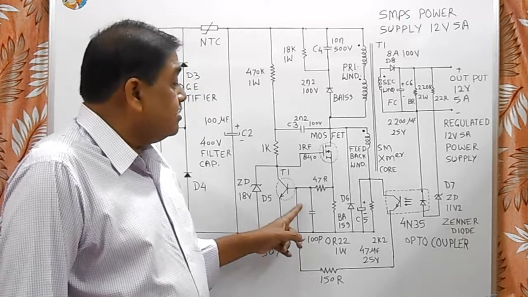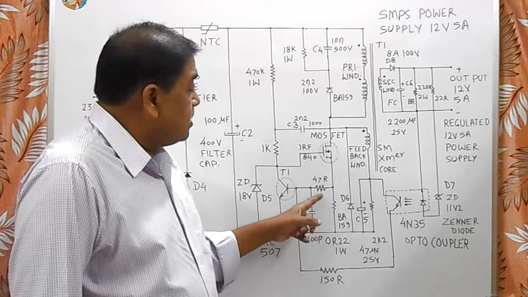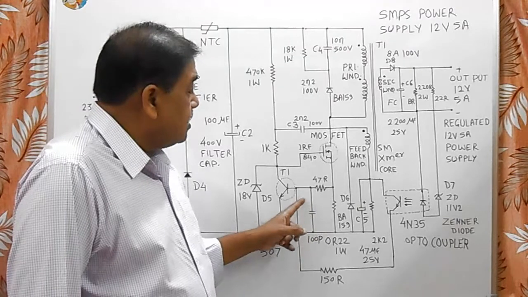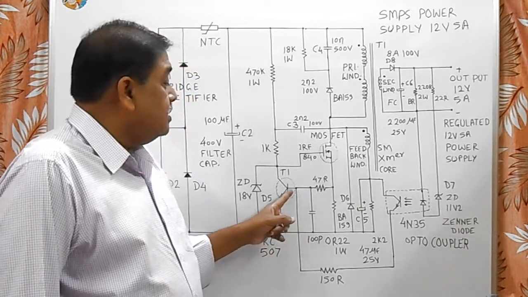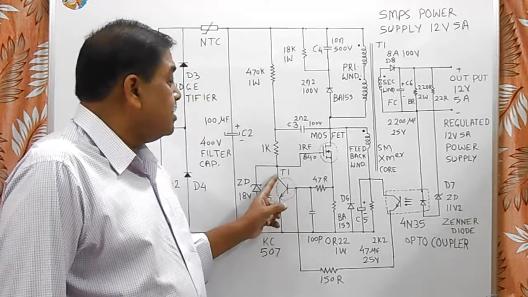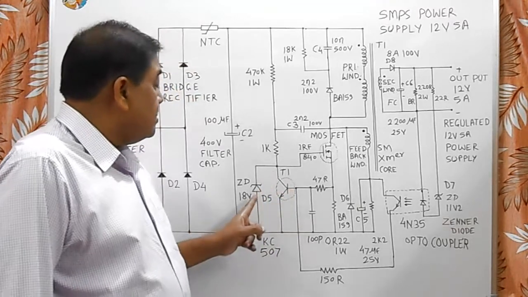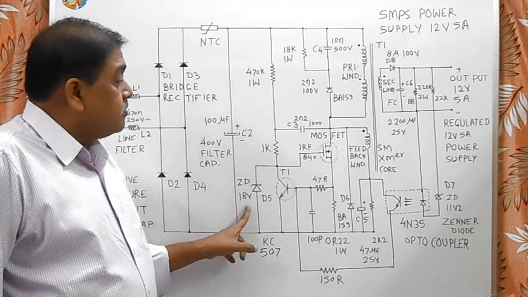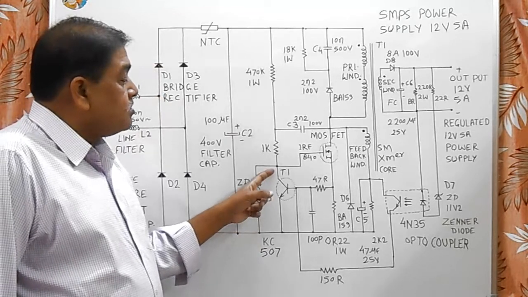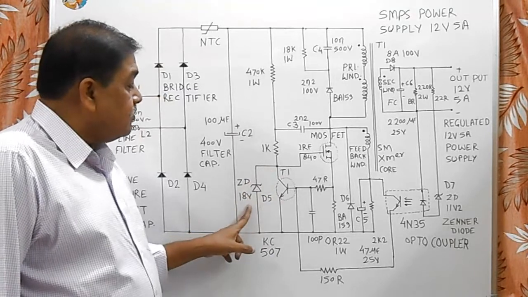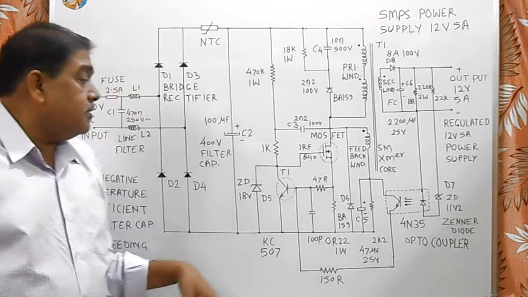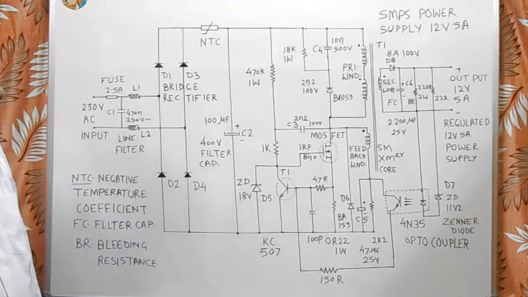And in addition to that, this resistance and this resistance, this capacitor, this circuit makes the transistor biasing and continuously controls the output voltage to the 12 volt level. This is a Zener diode. It ensures that the maximum voltage at this point should not increase beyond 18 volt, as it is an 18 volt diode. So this is the protection part of this circuit.